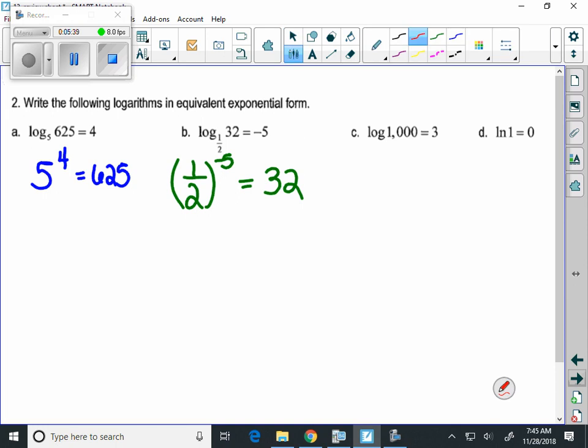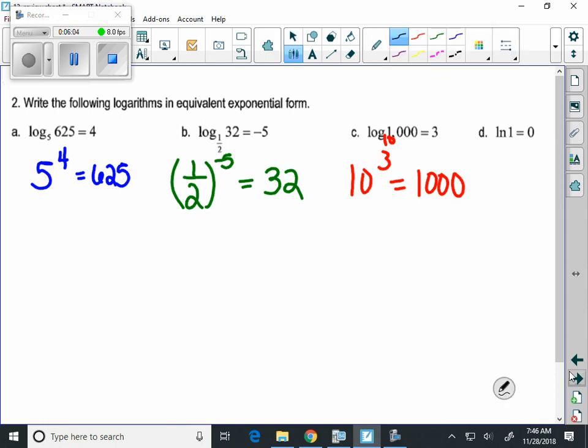Problem C. Really important, and it seems not important, but it is. The base on this logarithm, because it's not written with log, is 10. And this is going to be 10. Remember, whatever the logarithm equals is the exponent. So what it equals is 3. That's our exponent. 10 cubed, 1,000.